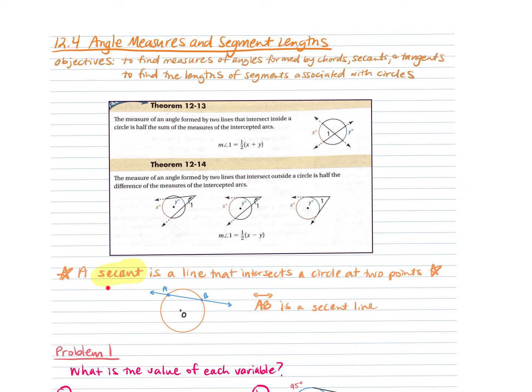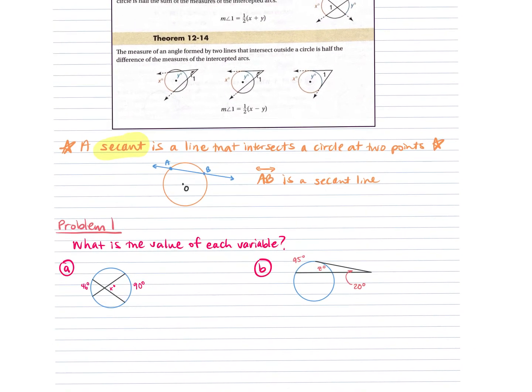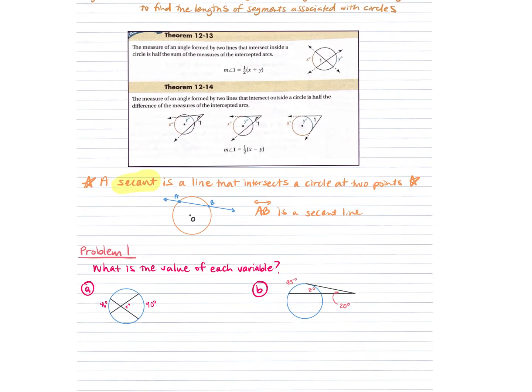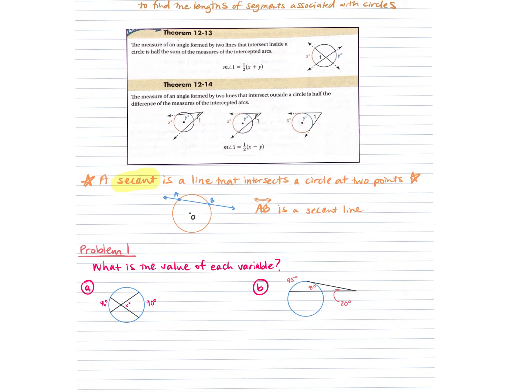Okay, and just a vocabulary word: a secant is a line that intersects a circle at 2 points. So this line goes right through the circle, crossing at 2 points, so it's a secant line. And you can have secant segments, secant rays. Okay, let's try these problems, and let's leave these formulas up here while we do these.